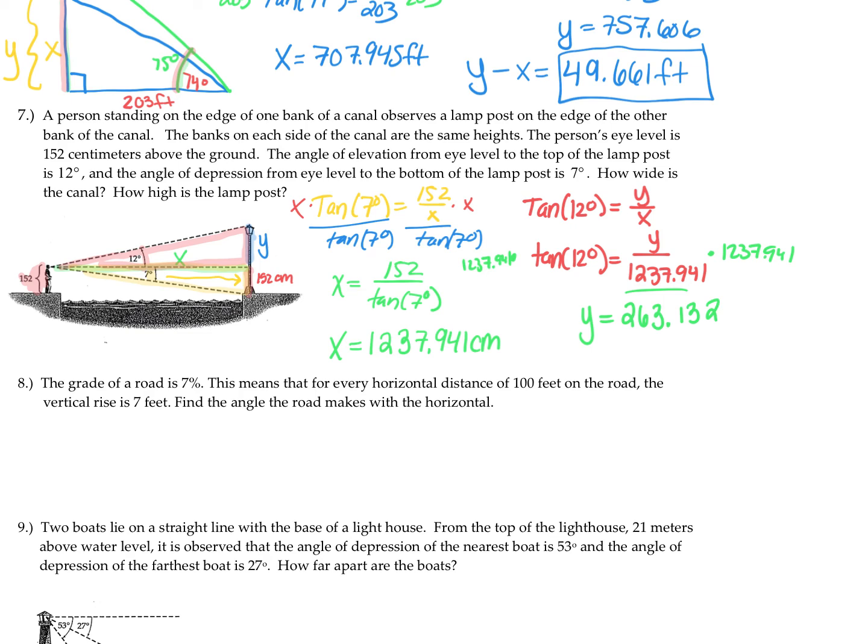So, all right, let's go back to what they're asking. They want to know how wide is the canal. Well, I'll answer that question here. This is my width. And they want to know how high the lamp post is. Well, this is the y, so if I add 152 to that, I'll get that my lamp post is 415.132 centimeters.